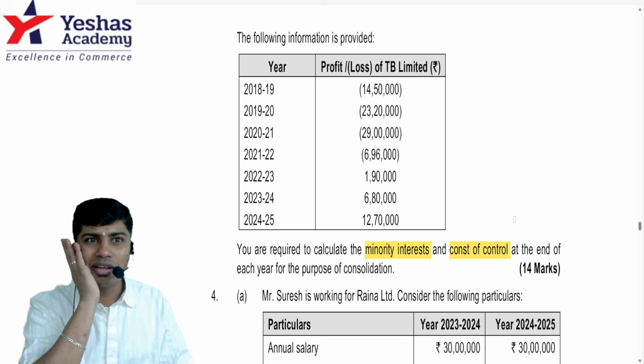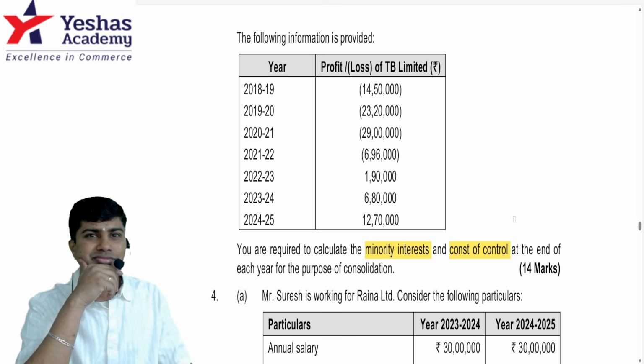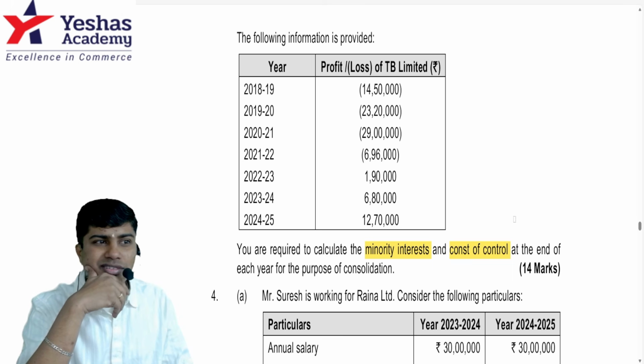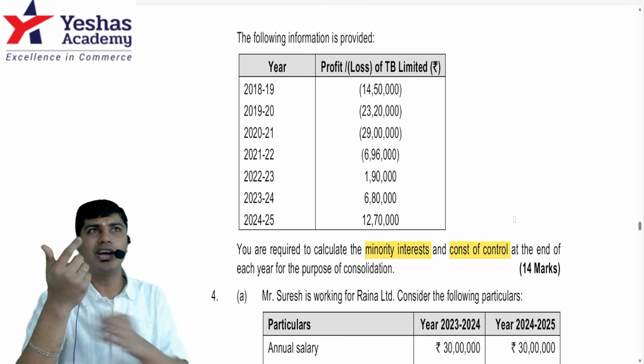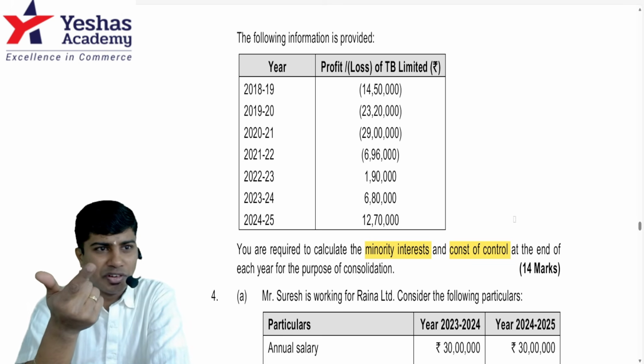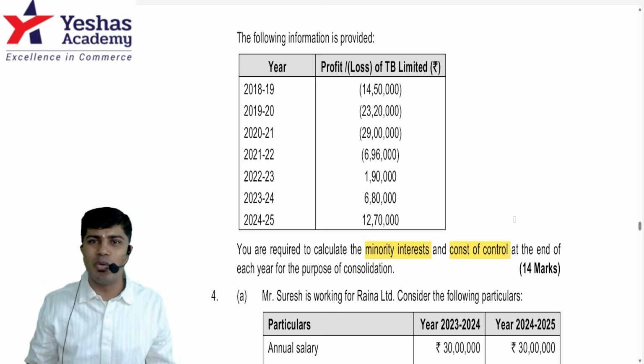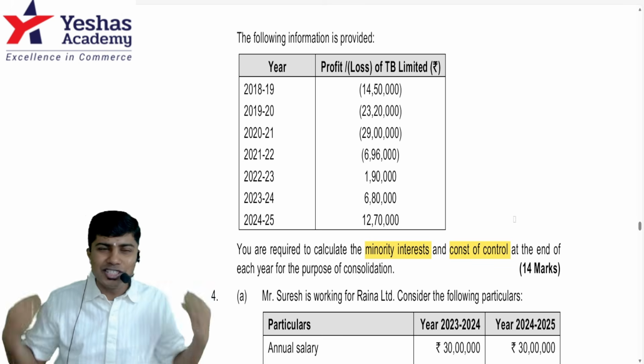But shall I tell you something? Cost of control doesn't change. It will stay the same. Why? What all is there in cost of control? Nominal value of investment. Book value of investment. Pre-acquisition reserve is the same. Nominal value is the same. Book value is the same. So cost of control doesn't change.